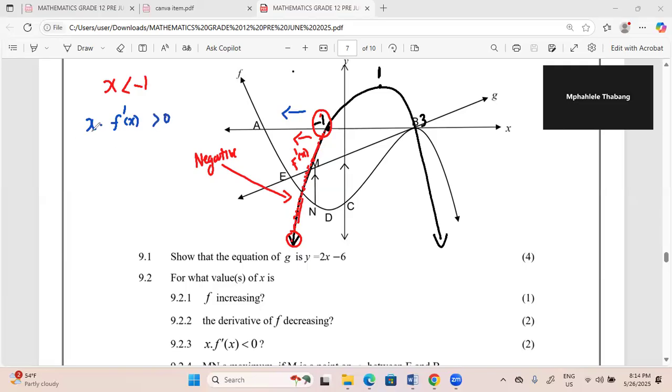Why? Because all values that are below -1 are negative. And I said the function f prime x below -1, on the left side, is also below the x-axis, which means it's negative. So if we multiply negative with negative, we get an answer which is greater than 0. So this is not what they are looking for.